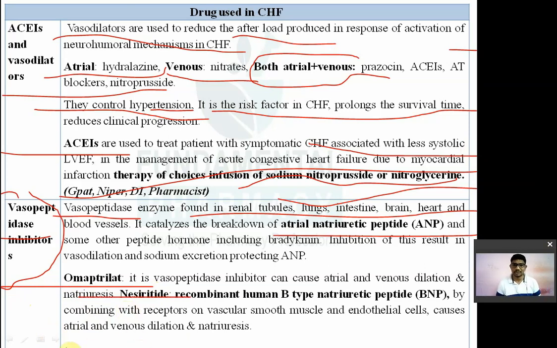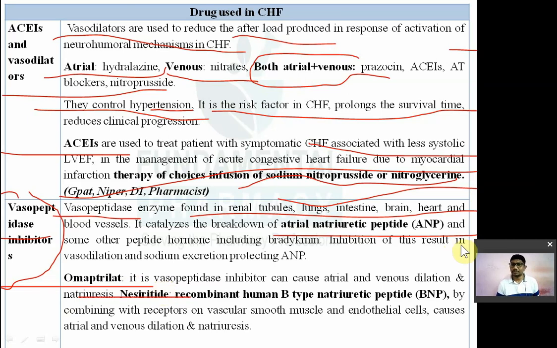This increases urine formation. Increased urine formation will decrease the volume of blood, and that will decrease the workload on the heart. And then another drug is there, nesiritide. Nesiritide is a recombinant human B type natriuretic peptide, known as BNP.